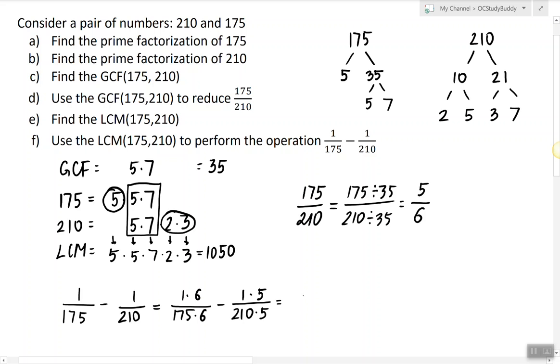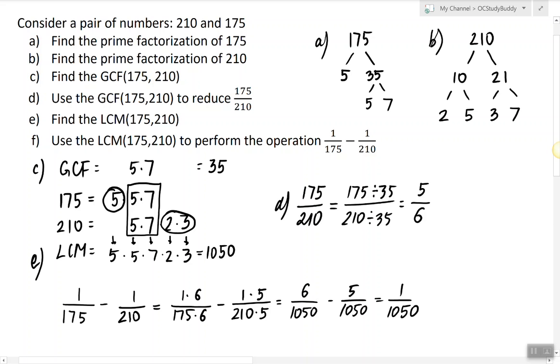Now, we have 6 over 1050 minus 5 over 1050, which is just 1 over 1050. So here we have the answers to the parts of the question.